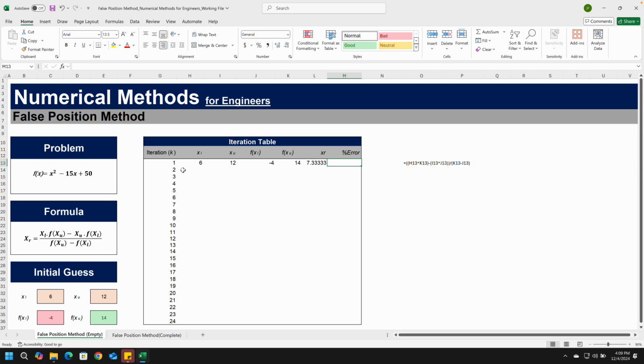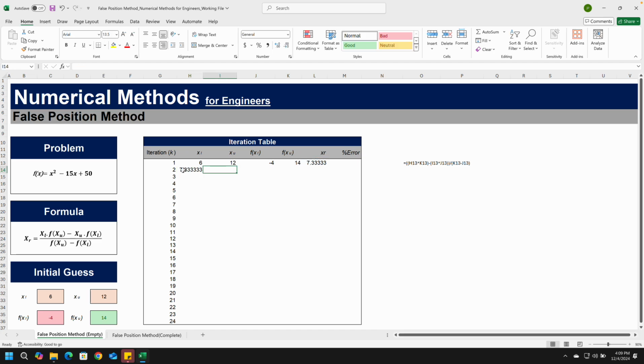Okay, for now, let's not input anything for the percent error, and let's move on to the second row of iterations. So in this case, we have to put in another value for xl. Now xl here is our xr value. So let's press equals and put in xr, like this.